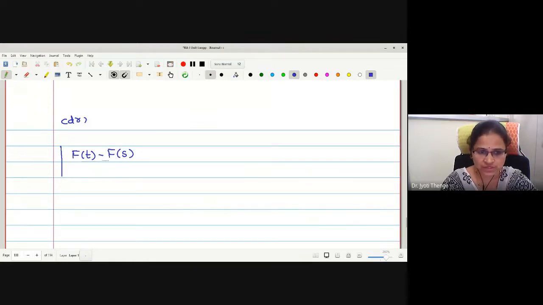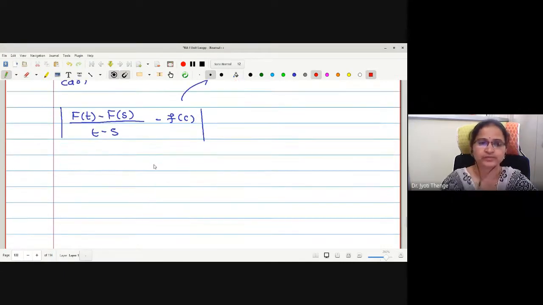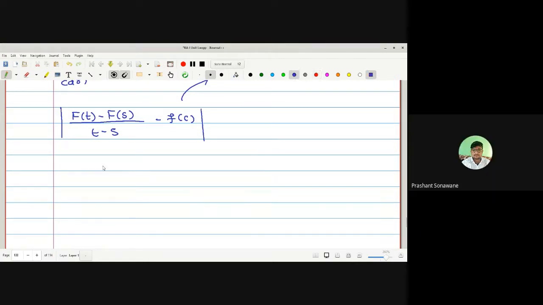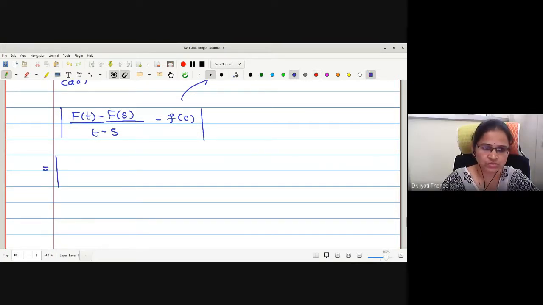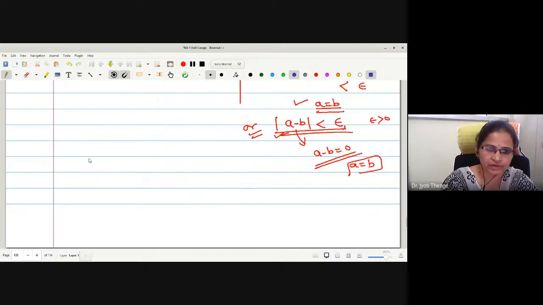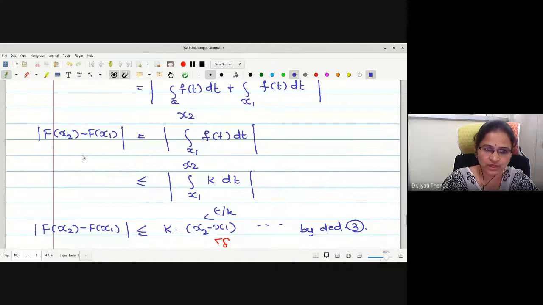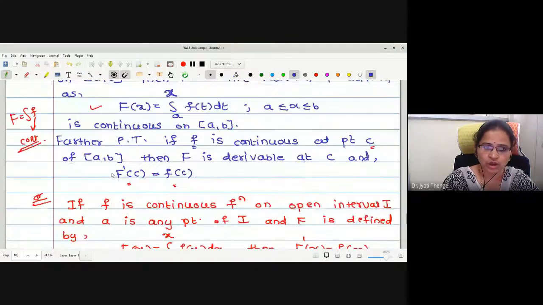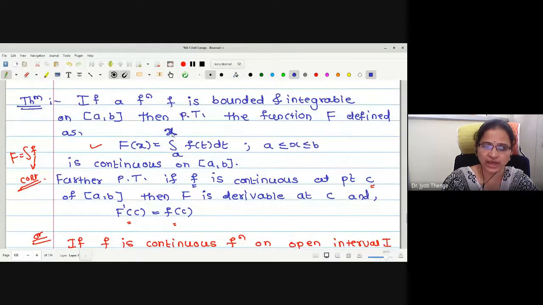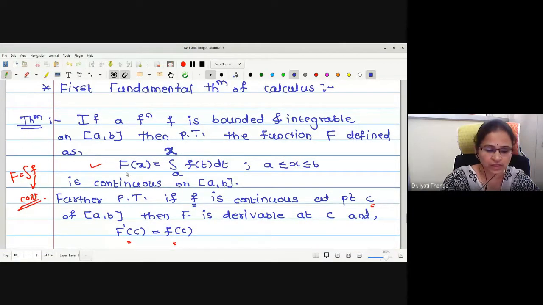Ft minus Fs upon T minus S minus f small f of c, because this is what we wanted to show to be the derivative. This is the derivative value actually, right? Now let me just write the values. 1 upon t minus s I will take common. What is capital F defined in the statement itself? This is integration, no? Capital F of x is integral from a to x of f t dt, right? Then what is f of t?